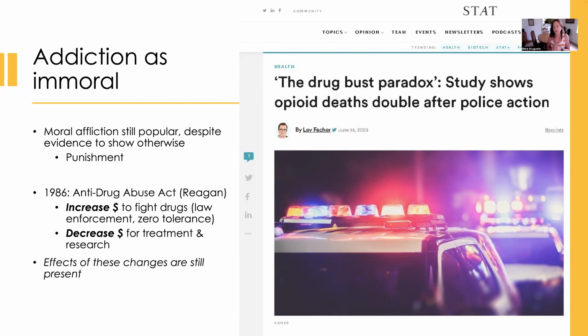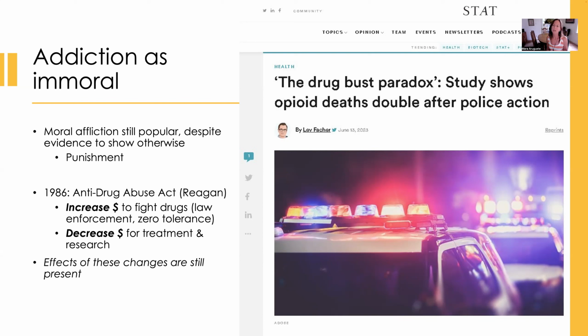Again, we punish in that case. And in 1986, we had the Anti-Drug Abuse Act, and that was started by Ronald Reagan. When Ronald Reagan was in office, it increased money to fight drugs, and that meant law enforcement, and it meant criminalization of drug users. And also the zero tolerance for drugs was a predominant idea. There was a decrease in money at the time for treatment and research, but we had even seen that before.